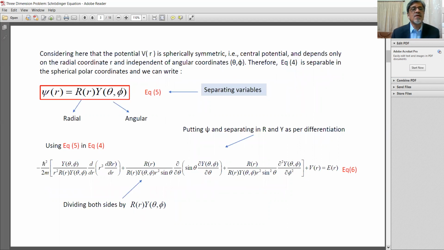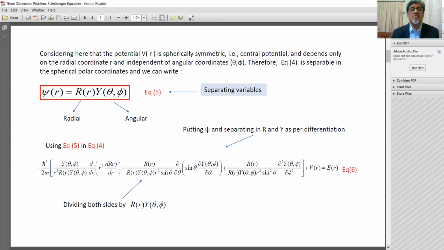Now, considering here that the potential V(r) is spherically symmetric, that is a central potential, and depends only on the radial coordinate r and is independent of the angular coordinates theta and phi. So, therefore, equation number 4 is separable in spherical polar coordinates, and we can write it in the form of equation 5. So ψ(r) can be separated into a radial form and an angular form. The radial form is represented as R(r), and the angular form is represented as Y(θ, φ).